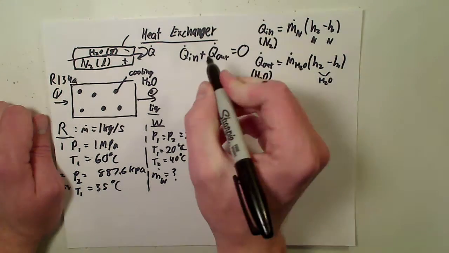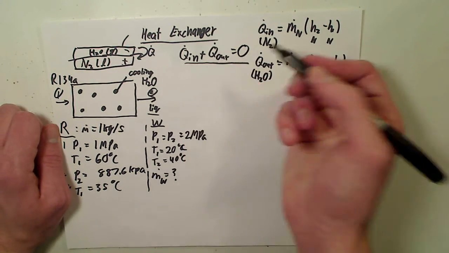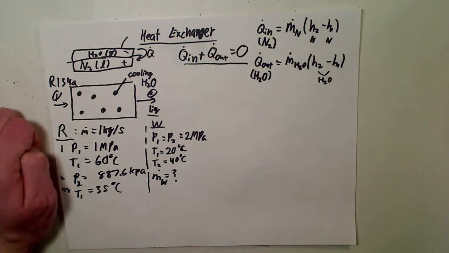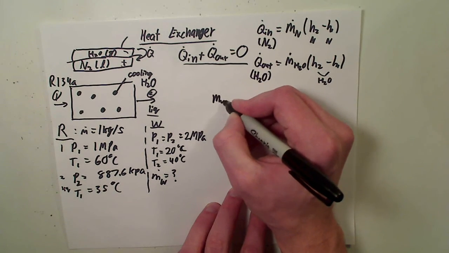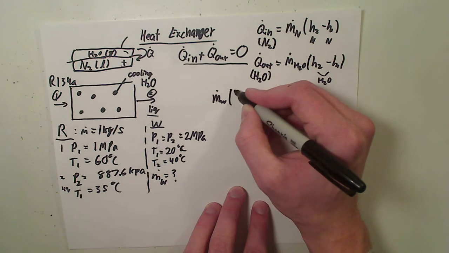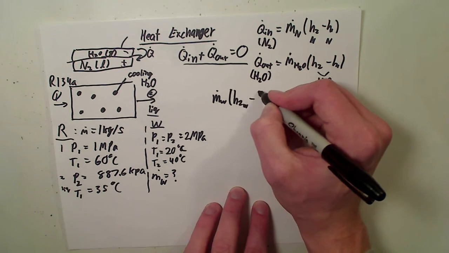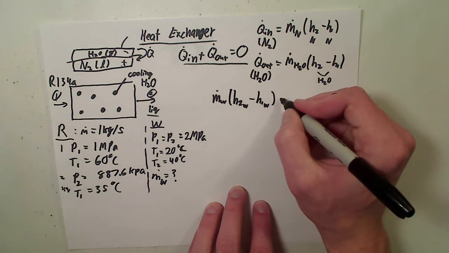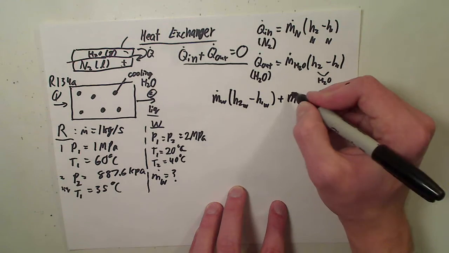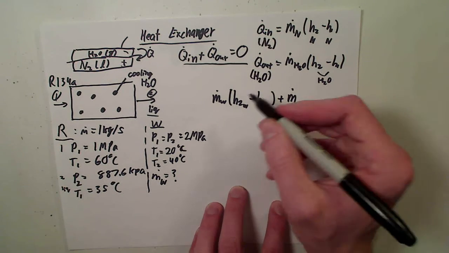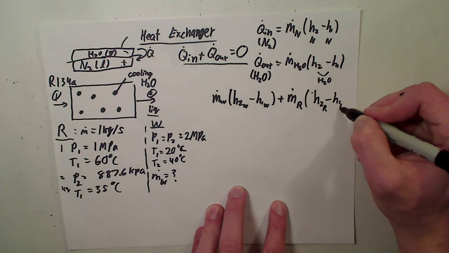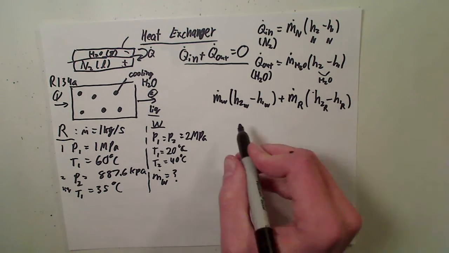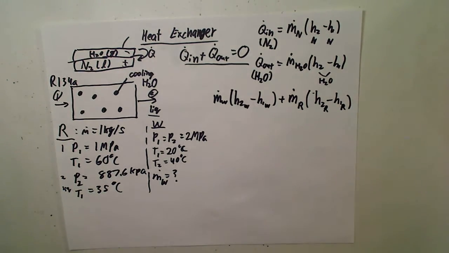Alright, so we're going to use this equation, Q in plus Q out equals 0, conservation of energy. So Q in, that's going to be water. So Q in is just going to equal the mass flow rate of water times H2 of water minus H1 of water plus mass flow rate of the refrigerant times H2 minus H1. So we need to know all these enthalpies. Fairly straightforward, looking them straight up in the tables.